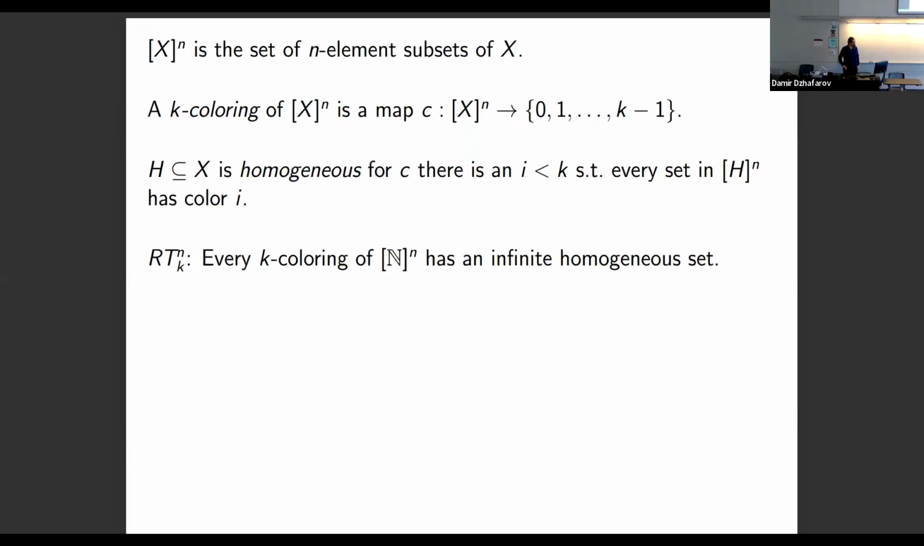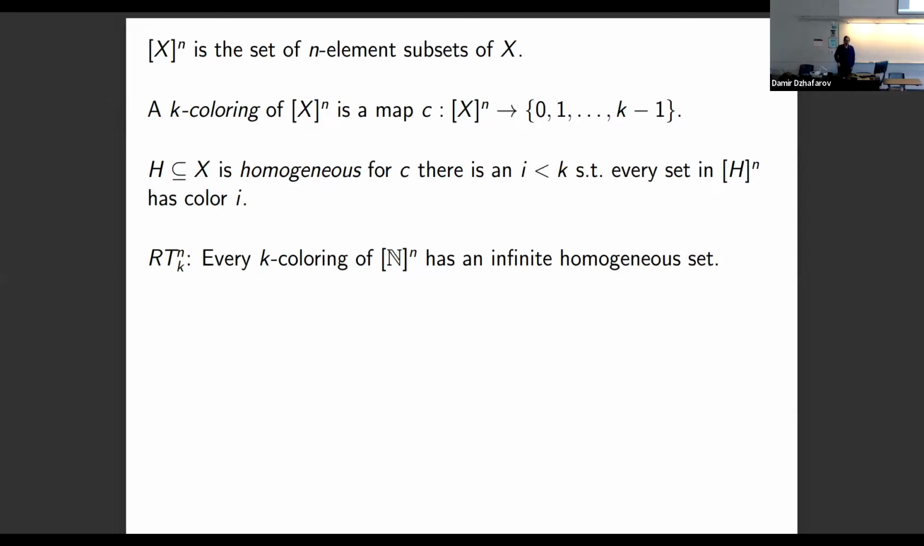Let me go through the definitions. This X bracket n here means the set of n element subsets of X. I'll call them n tuples, but they're unordered n tuples. A K coloring of the n tuples is just a map that colors each n tuple with one of K many colors. A homogeneous set for this coloring is a set for which there is some color such that every n tuple of elements of H has the same color. So the coloring is homogeneous on that set.